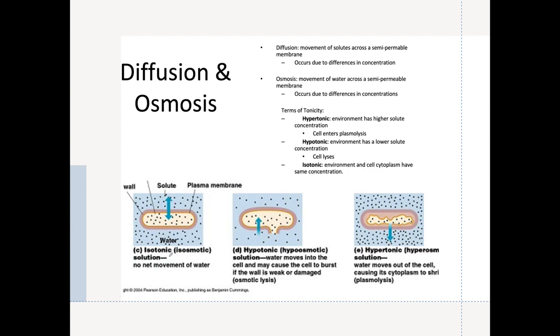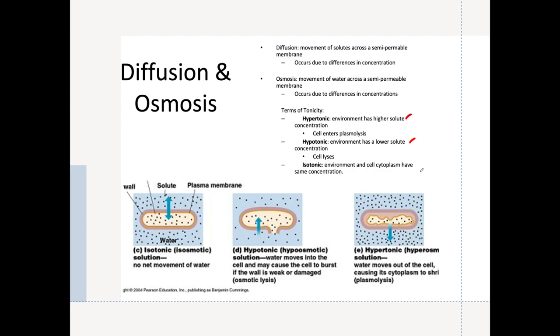There are different types of transport. I'm not going to spend a lot of time on diffusion and osmosis. You should have covered this in your Anatomy 1 courses as well as your chemistry course. But just a quick refresher, we have the terms of tonicity. So solutions can be hypertonic, which means the environment has more solute than inside of the cell. Then we have hypotonic, which means the environment has a lower solute, so the cell takes water in.